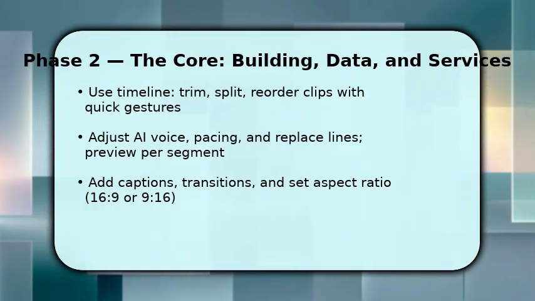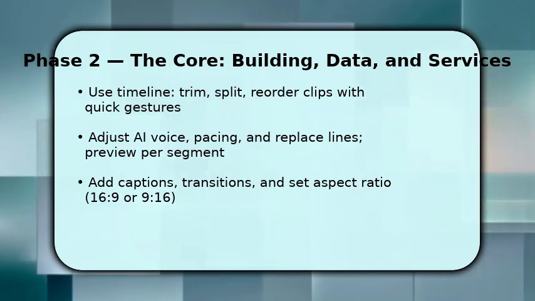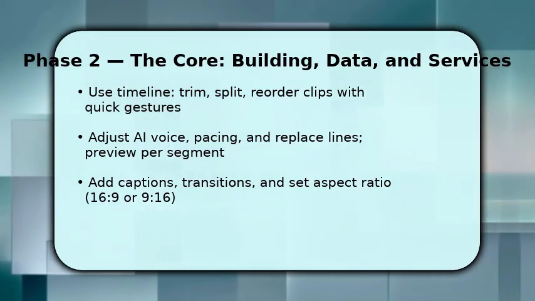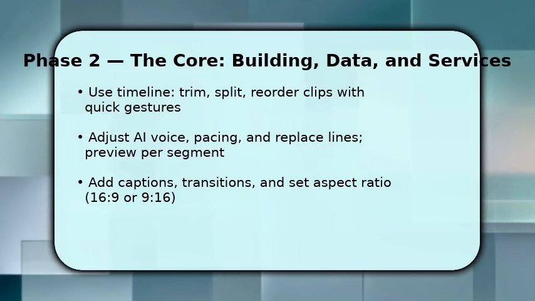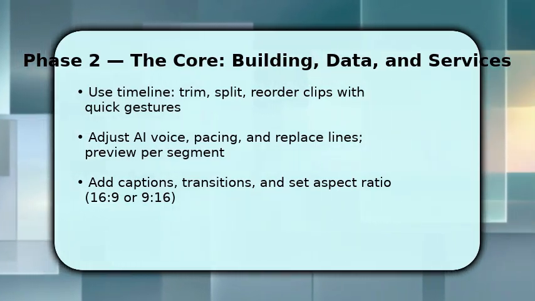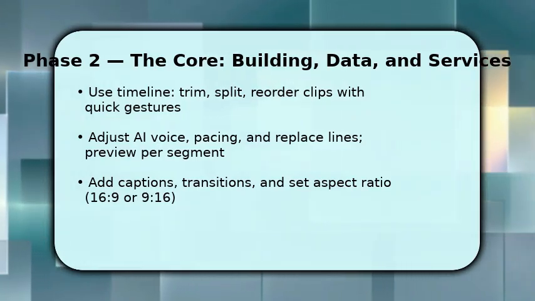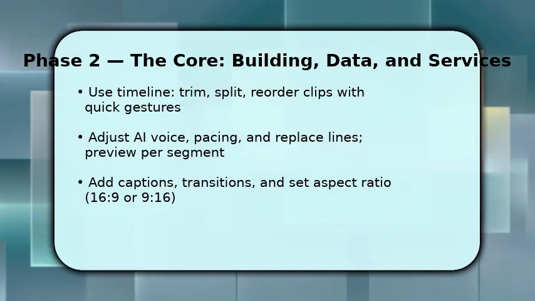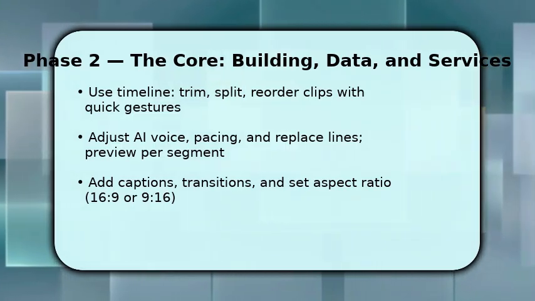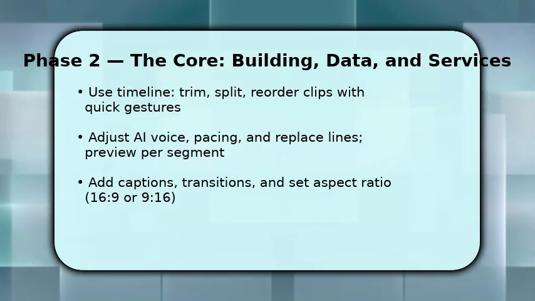Now you refine the generated draft. Scrub the timeline, trim and split clips, and reorder segments with simple gestures. This targets pacing and emphasis. Change the AI voice and pacing for each segment. Preview after edits to hear natural flow. Add captions and transitions where emphasis or clarity helps, and pick the correct aspect ratio, 16:9 or 9:16. I show how these choices improve engagement and reduce rendering cycles.